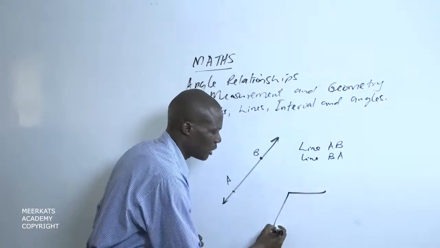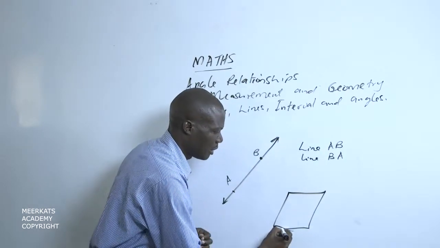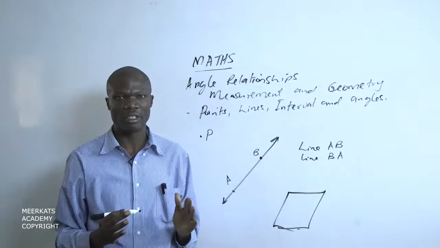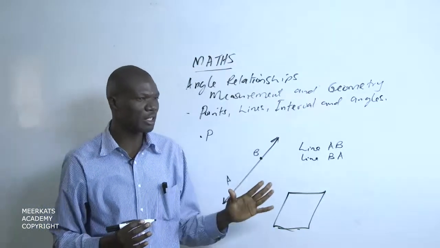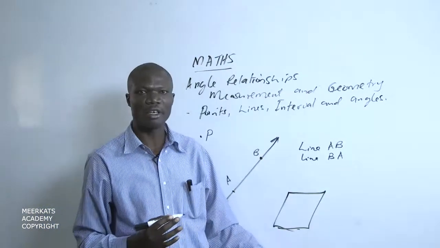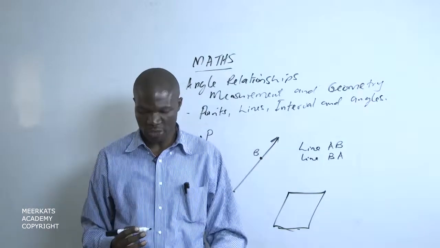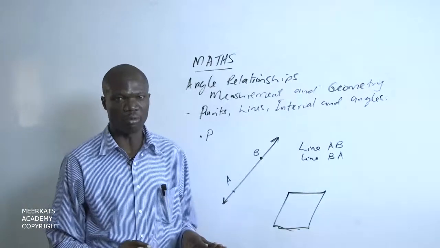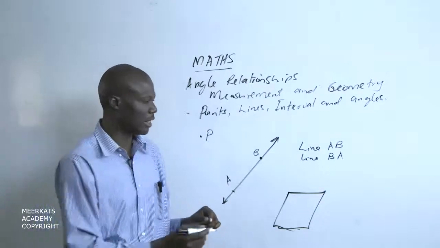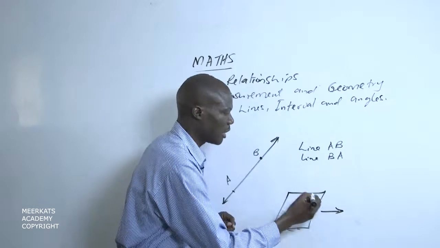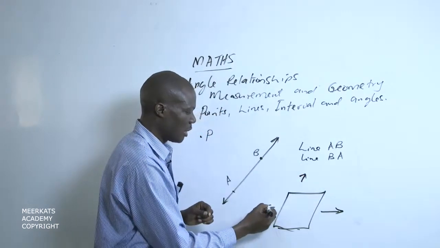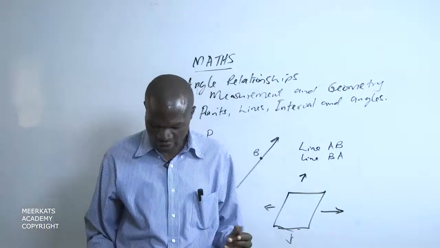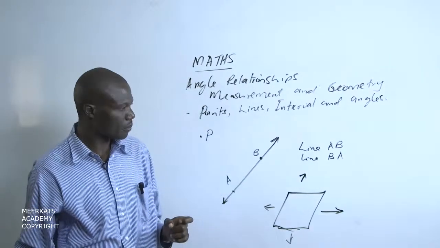We have the third that we call a plane. Now when we look at a plane, this is just a flat surface. It could be the wall, it's a plane. It could be the top of a table, it's a plane. It could be the floor of a room, it's a plane. And you will find that a plane extends in either direction indefinitely.